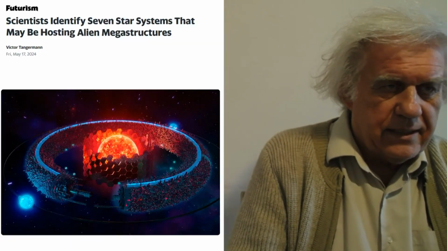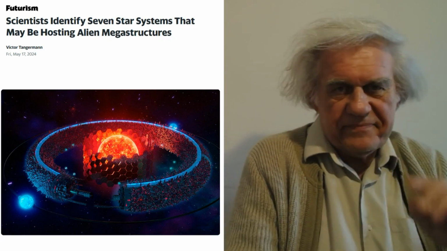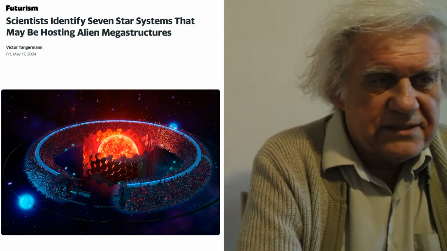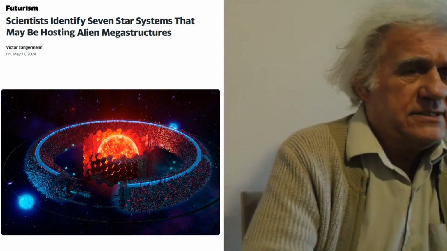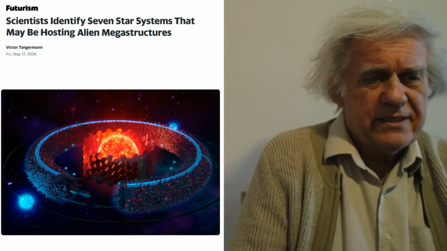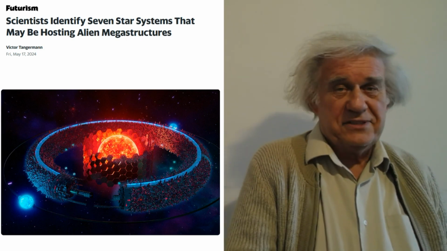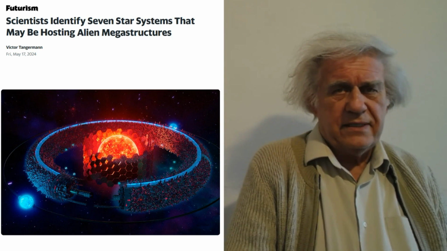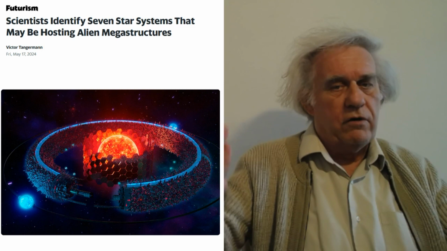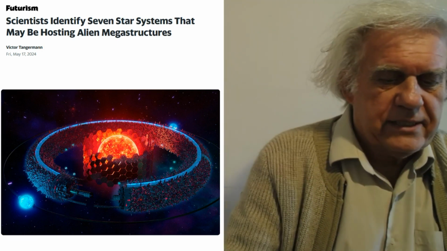Okay, and then another fellow, well, not another fellow, this came out of an article. So the scientists identified 7 star systems that may be hosting alien megastructures. And what are they talking about? Well, they're talking about all these science fiction, which they call science, where civilizations evolve. They become super intelligent, I guess. That's the way they see it.